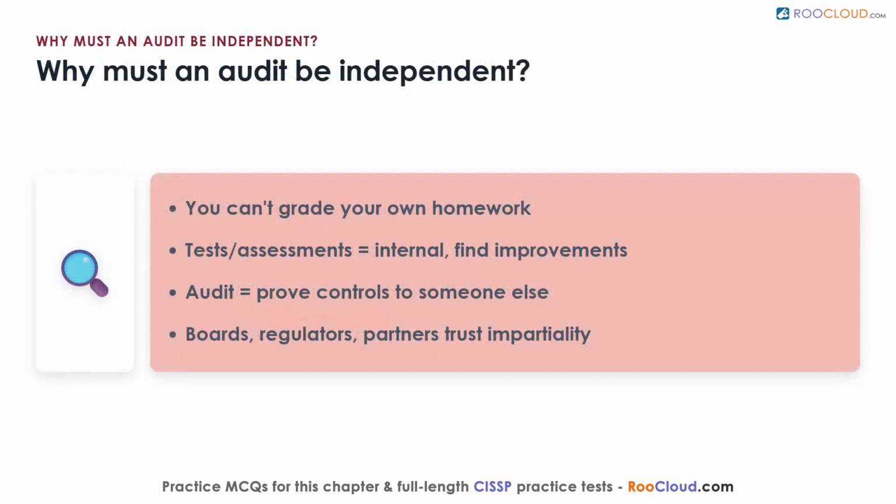Why must an audit be independent? Because the people who build a control cannot fairly grade their own homework. Tests and assessments are for your own eyes, aimed at finding improvements. An audit exists to prove your controls work to someone else, so it demands an impartial reviewer with no stake in the outcome. That outside view is what a board, a regulator, or a partner will actually trust. Independence is the whole point, not a formality.